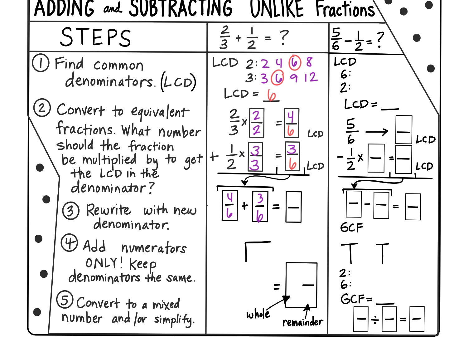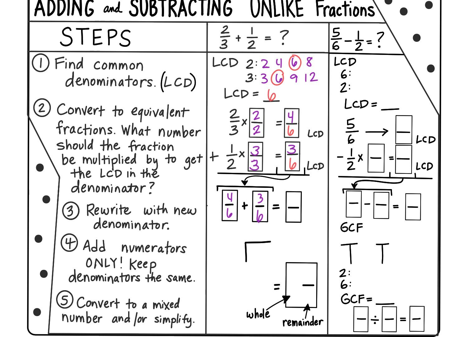But do you notice, before I add them, this fraction is equivalent to this fraction. This fraction is equivalent to this fraction. All I've done is rewritten them both so that they're both out of 6 total parts, okay? Now I can add them together.